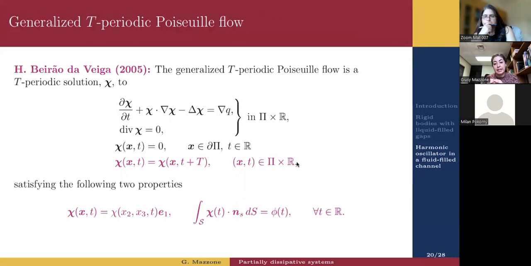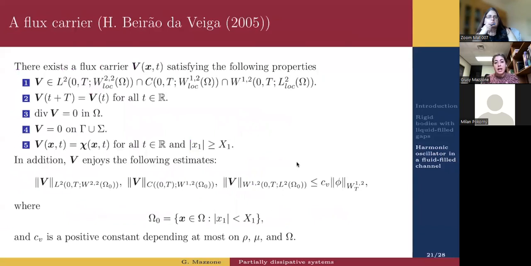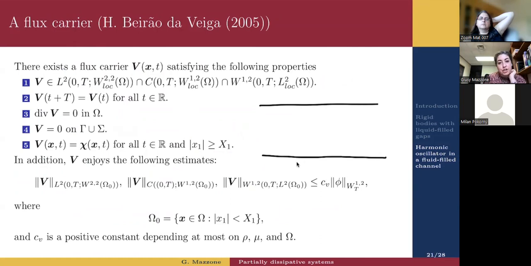So the idea is to subtract what is called a flux carrier, a vector field V with certain suitable regularity properties, which is time periodic, with divergence of V zero everywhere, zero on the boundary, and such that at large distance, in our case, this x1 is a kind of measure of being far enough from the oscillator. So remember that we have our problem here. The construction follows Bérard and Vega, but Bérard and Vega is without the mass spring oscillator. We have our mass and we have our spring fixed at one end.